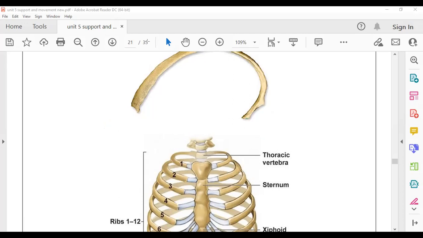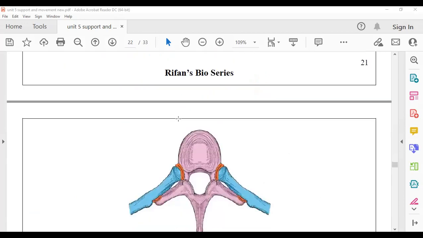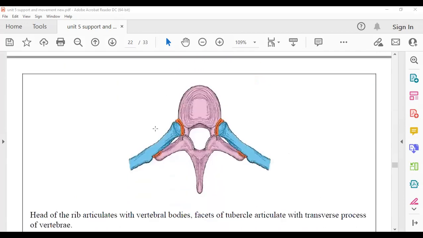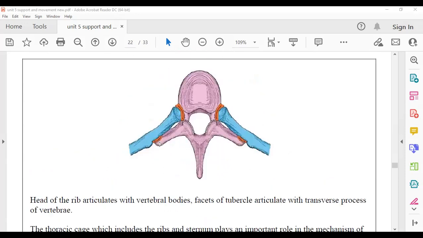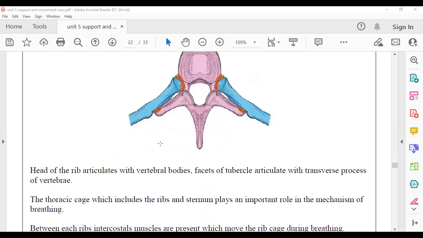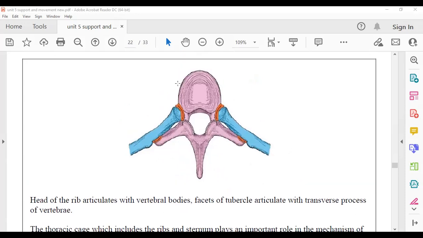Done, sir. Right, so go through the notes. Now remember all the ribs, 12 pairs, whether it is a true rib, a false rib or a floating rib, never mind. They are articulating with the thoracic vertebrae, correct? They are articulating with the thoracic vertebrae.